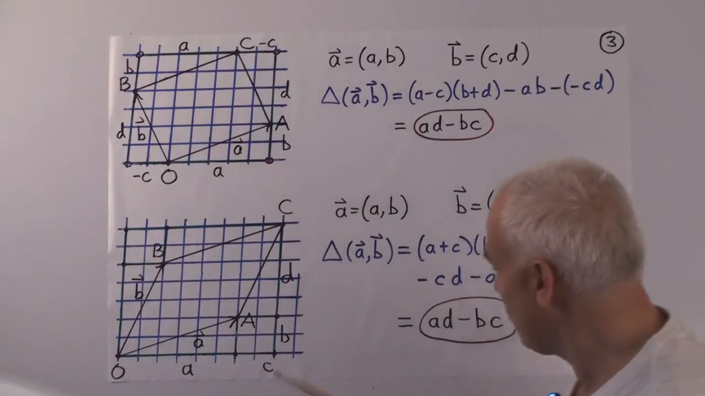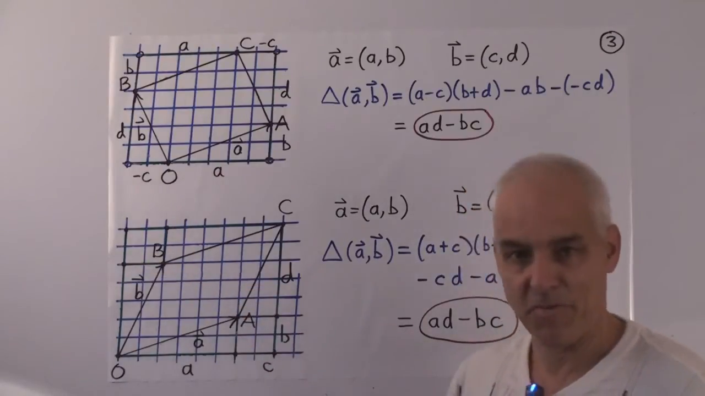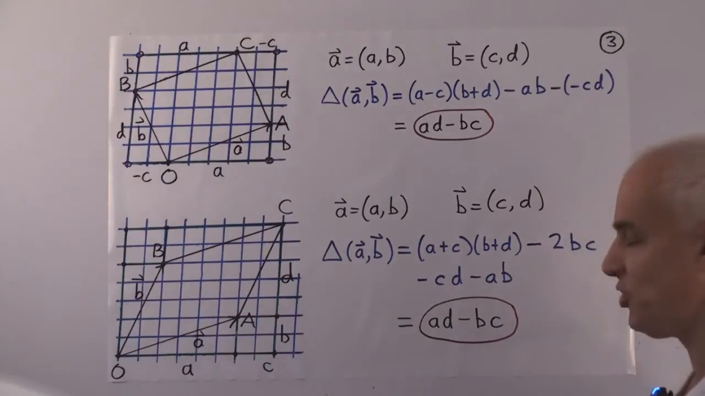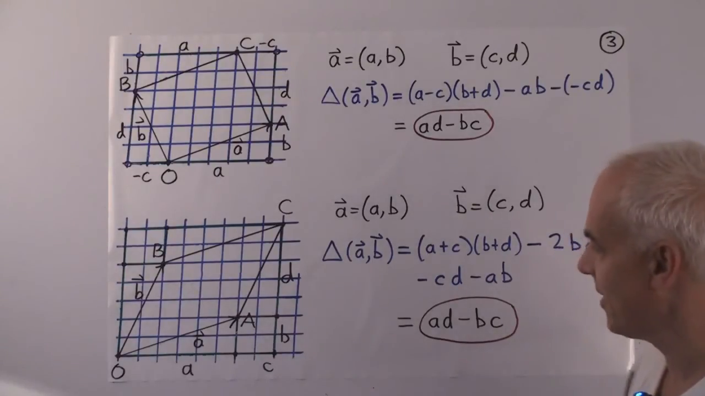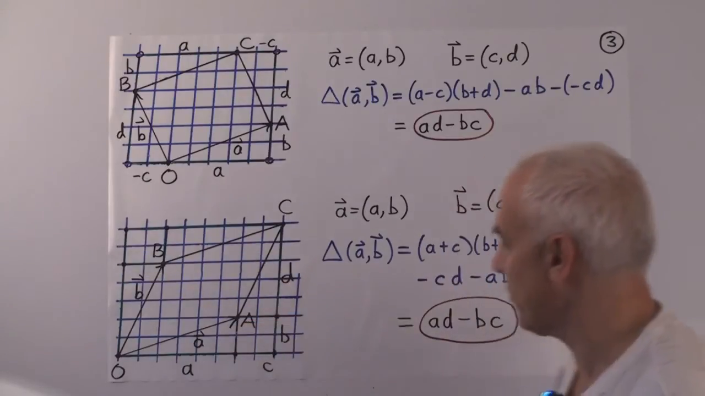Well, there's these two little boxes here. There's this little box here and here that appear that haven't appeared before. And that's B and C, so their combined area is 2BC. And then left over we have four triangles.